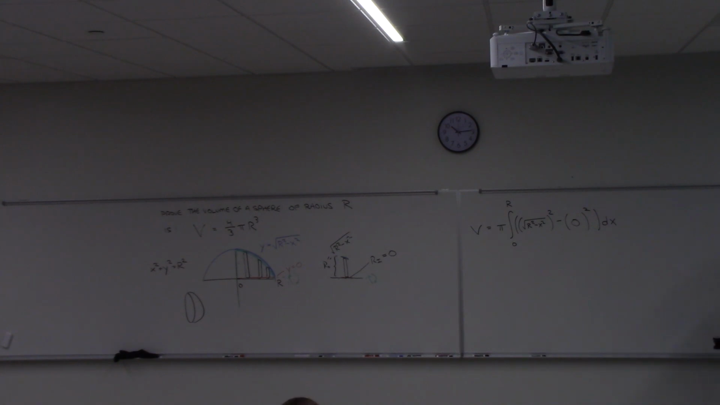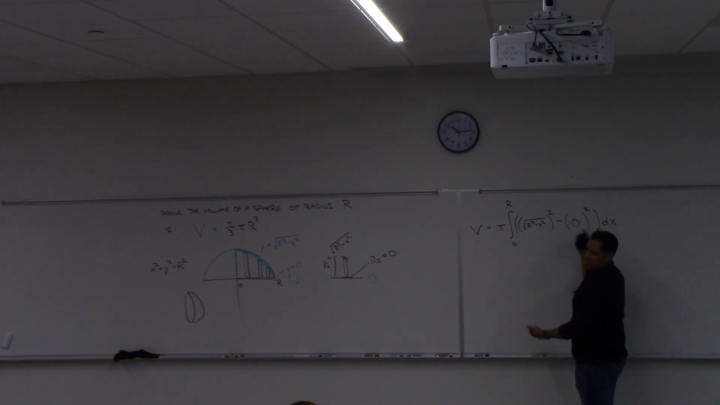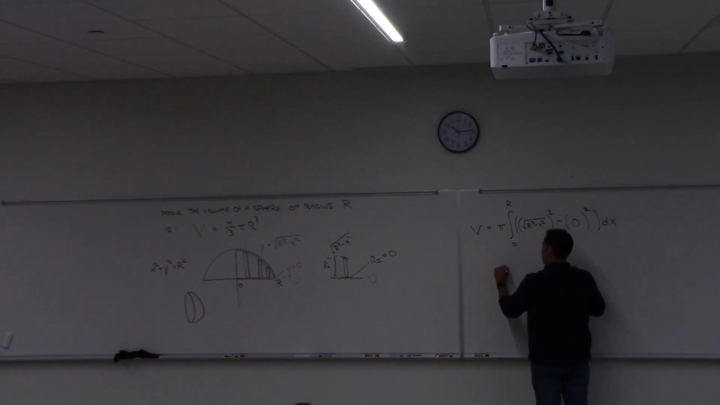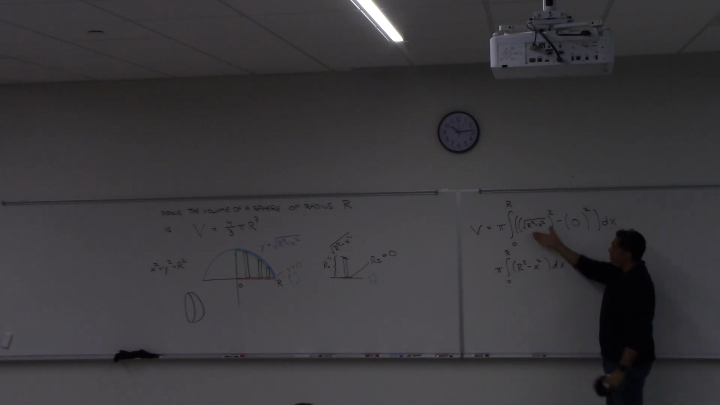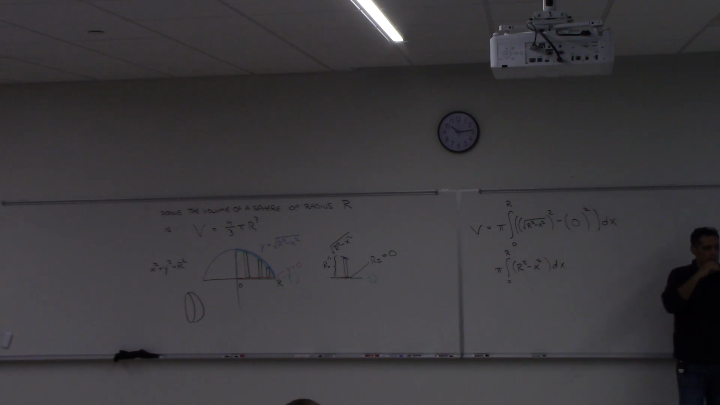Oh my God, that's awesome. Do you see that when we square the square root, it goes away? And that's 0. So this is just pi times the integral from 0 to capital R of capital R squared minus x squared. That's it? That's all I have to do?